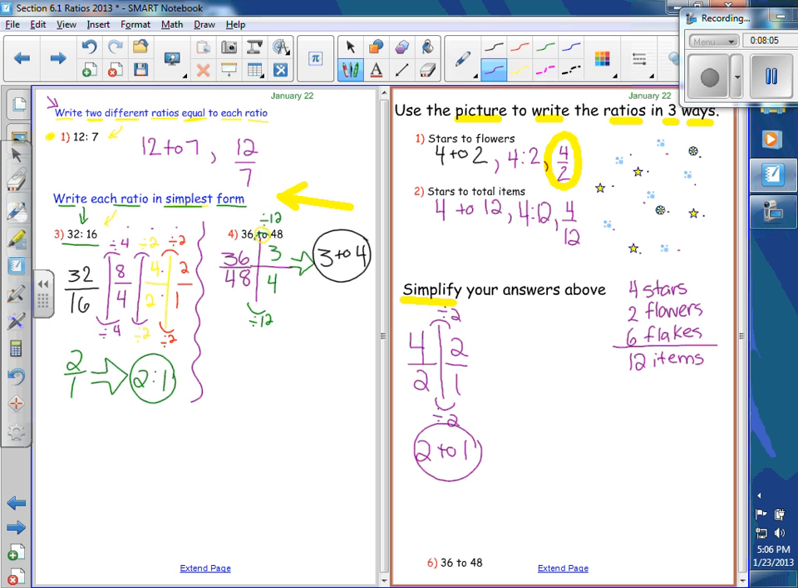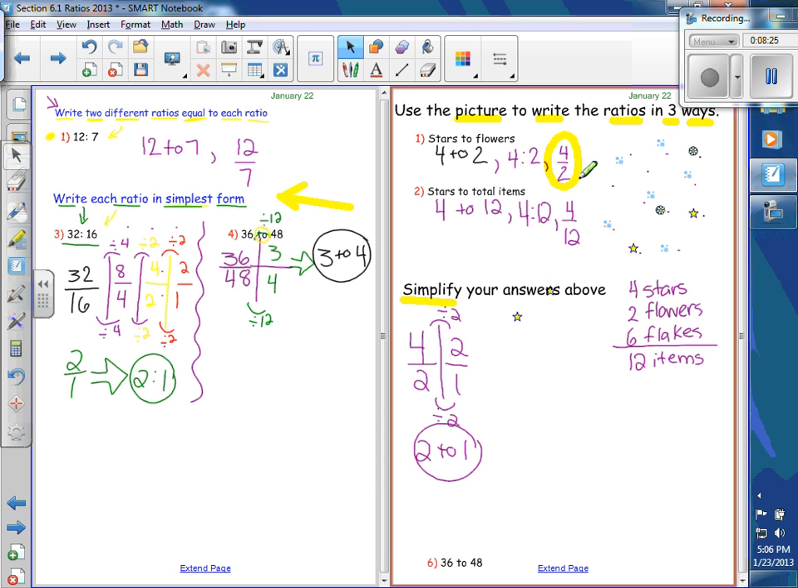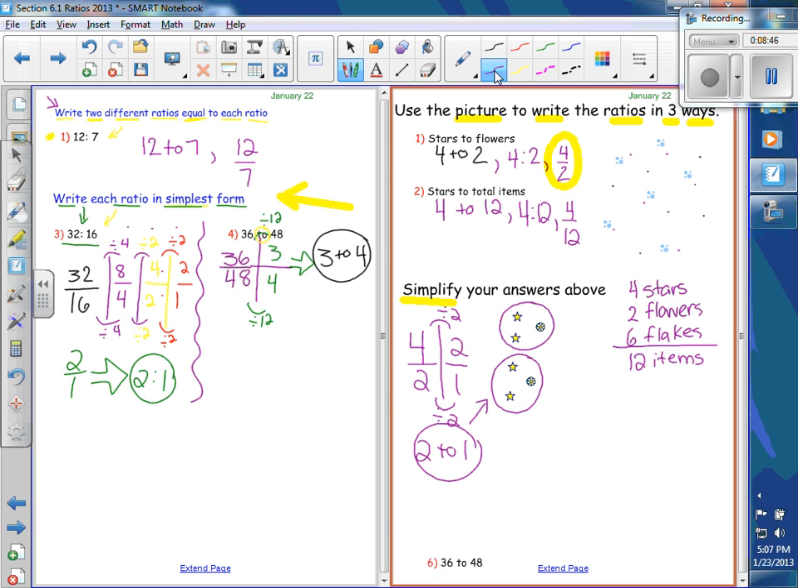So what that means is for every 2 stars, if you look at this, for every 2 stars, if I'm going to look at my stars here, there's 4 stars, but since there's only 2 flowers, for every 2 stars, there's only 1 flower. That's what that ratio is telling us.